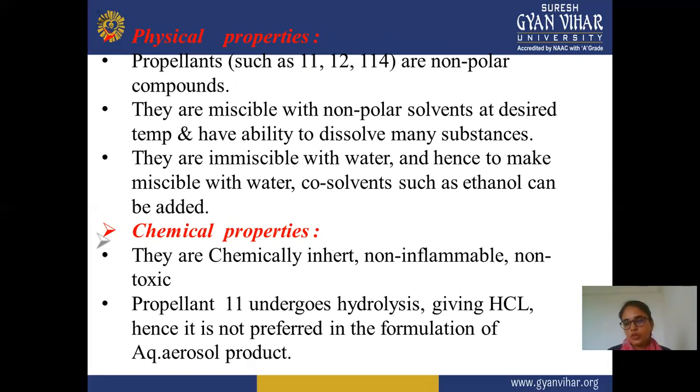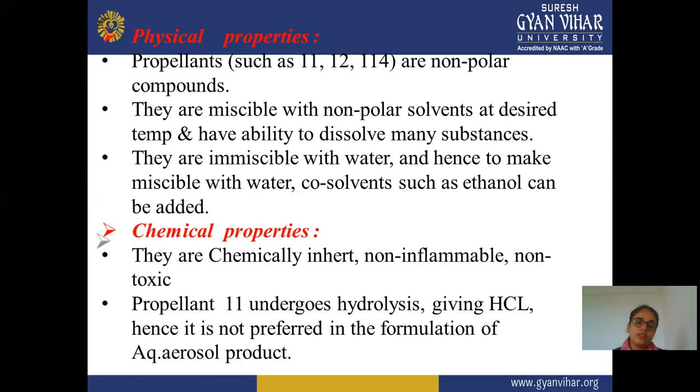Next is the chemical property of the propellant. These are chemically inert, non-flammable and non-toxic. When we compare with other propellants or other types of gases, these propellants are chemically inert and do not show any chemical problem or chemical toxicity. They are non-flammable, not easily catching fire, so there is no need to take extra precaution or extra care during the handling of the aerosol. And non-toxic, they also produce no or very little toxic effect compared to any other type of aerosol.